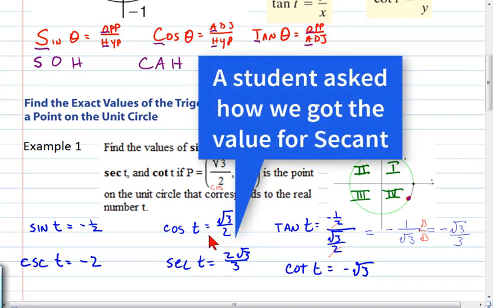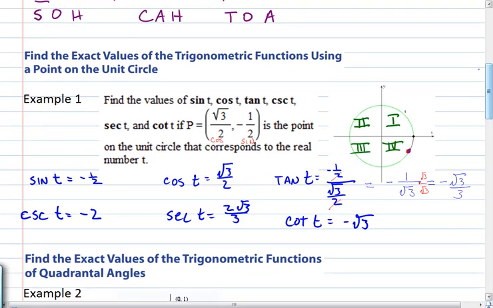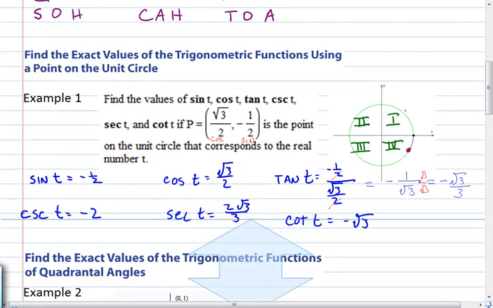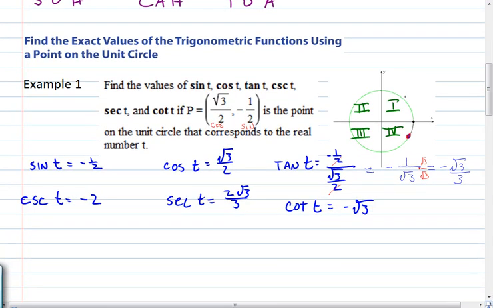Secant, I just take the reciprocal of cosine. So there's some scratch work involved here that I didn't show. I'll go ahead and show that. The question was, how do I get secant from cosine? Well, secant is going to be the reciprocal of cosine, so that's going to be 2 divided by the square root of 3, which I then need to rationalize by multiplying this by the square root of 3 over the square root of 3. So that's where I ended up with 2 square roots of 3 over the square root of 3 times the square root of 3 is 3.